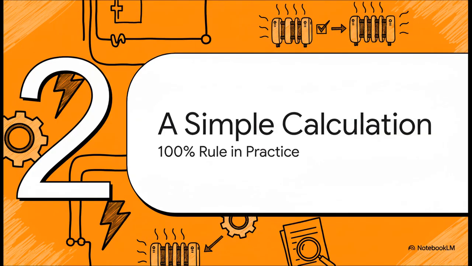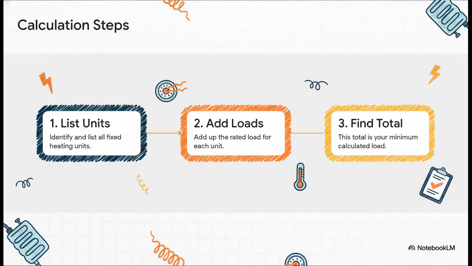Okay, so theory's great, but what does this actually look like when you're on the job? Let's just walk through a really simple calculation to see this 100% rule in action. I promise, it's way more straightforward than it sounds. It really is just a simple three-step dance. Step 1, you list out every single fixed heating unit in the space. Step 2, you find the rating on each of them and add all those numbers together. And boom, step 3, that grand total is your minimum calculated load. So if you have, say, 3 heaters and they're all 1,500 watts each, your total is 4,500 watts. That's your number. Easy, right?